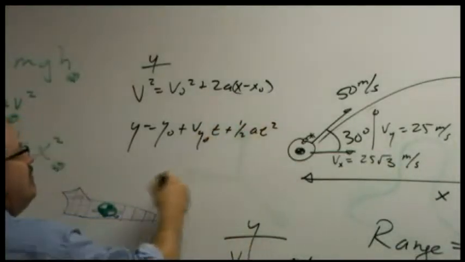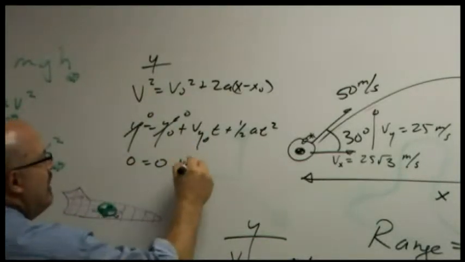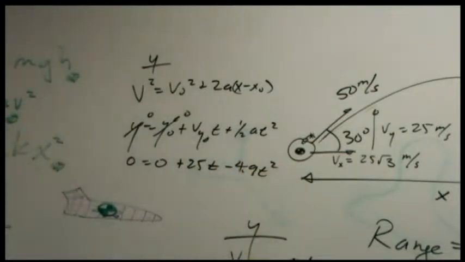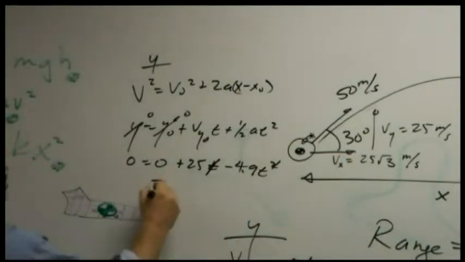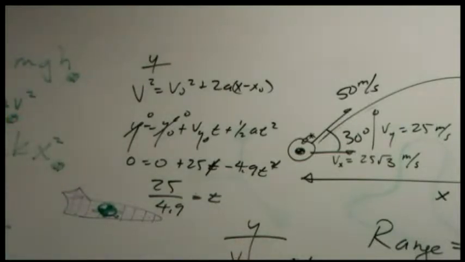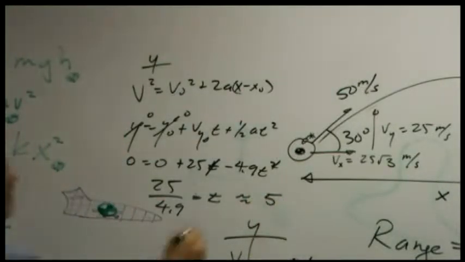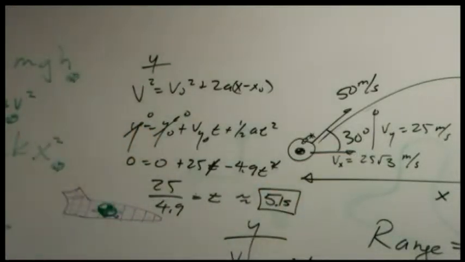All right, well, everybody do this for me quick. We got a 0 and we got a 0. 0 equals 0, plus 25t minus 4.9t squared. Oh, quadratic, right? No, not quadratic. Why not? Because you can divide out a t. You get rid of one of those, right? So you get 25 divided by 4.9 equals t. Almost 5. Approximately 5.1 seconds.